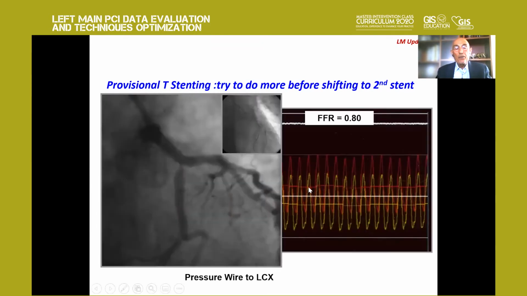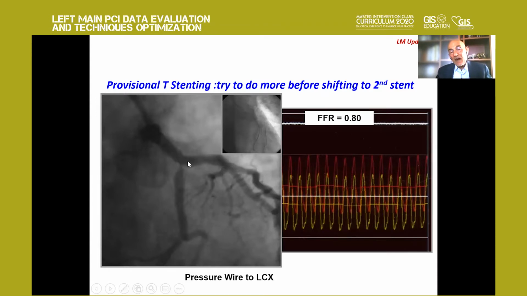The other important problem in provisional stenting is the side branch. What happens to the circumflex when you are crossing to the LAD, for example? Sometimes you will have some compromise on the circumflex. Don't hurry to put another stent or to shift to complex bifurcation stenting, because I think it is very important to go for functional evaluation. As in this case, you see that FFR is 0.80. Something should be done here because we are dealing with a main vessel, that means the circumflex.